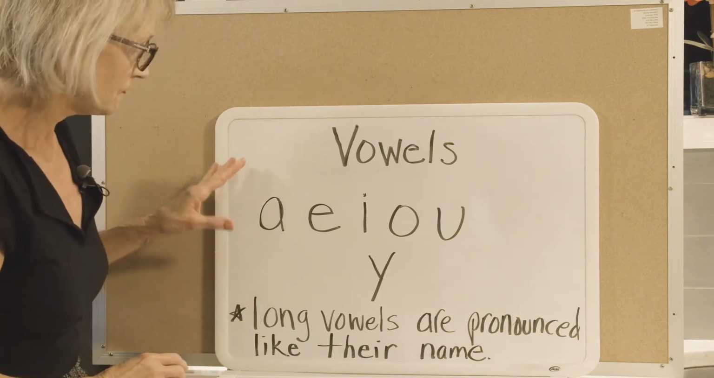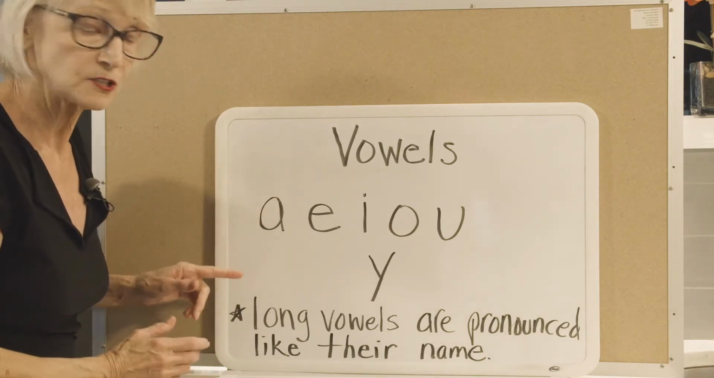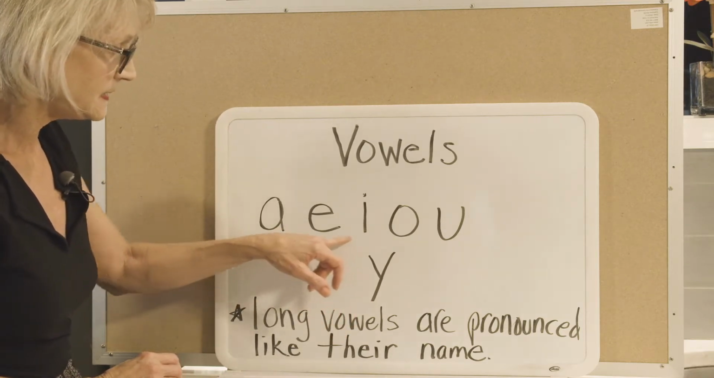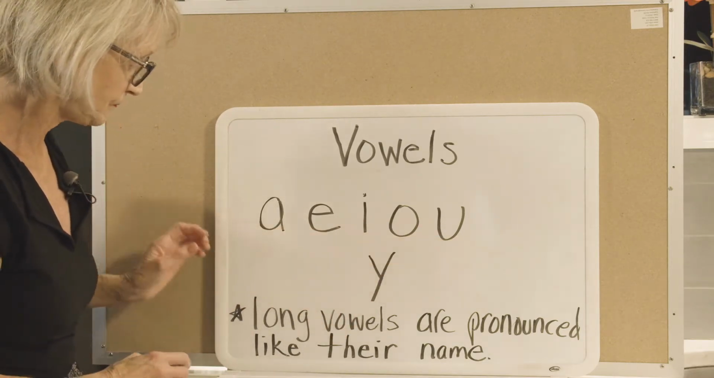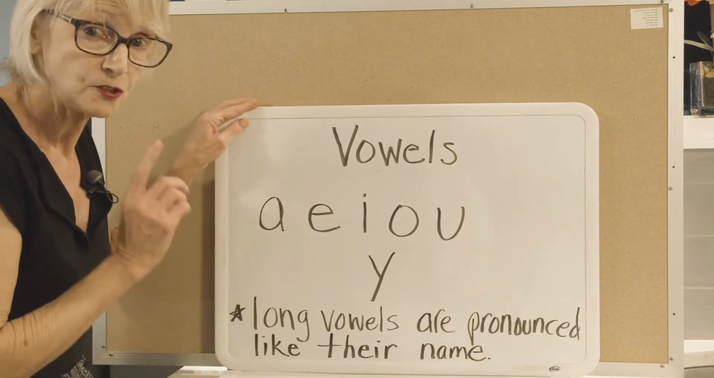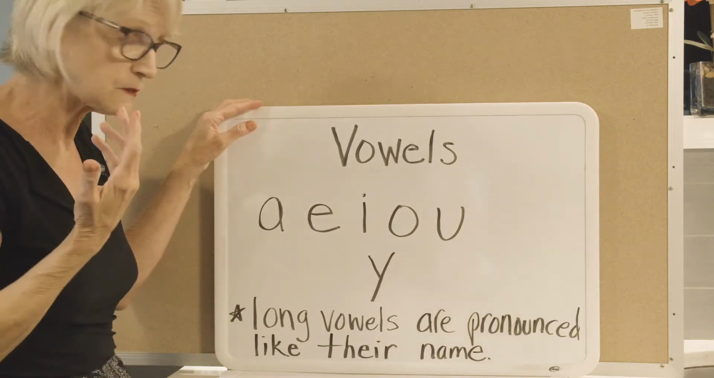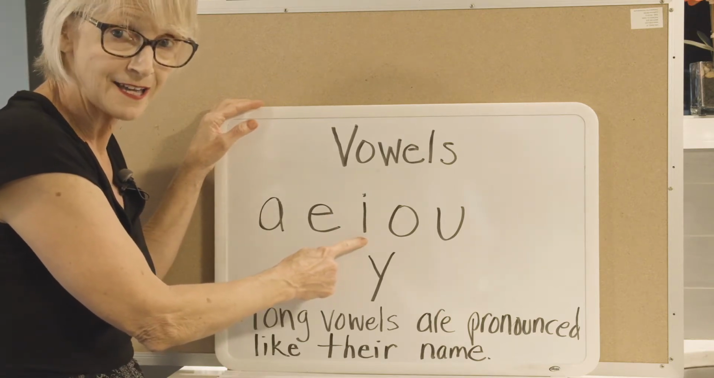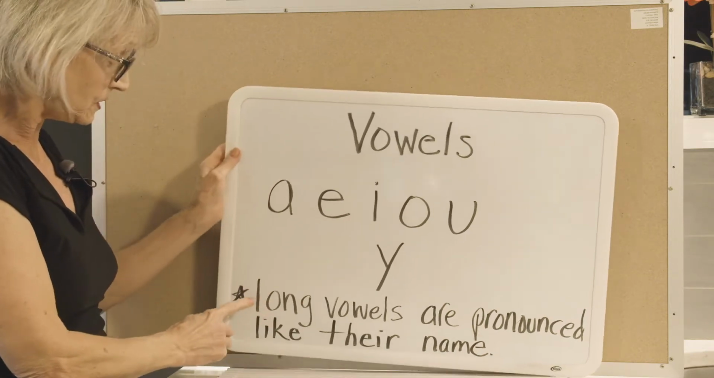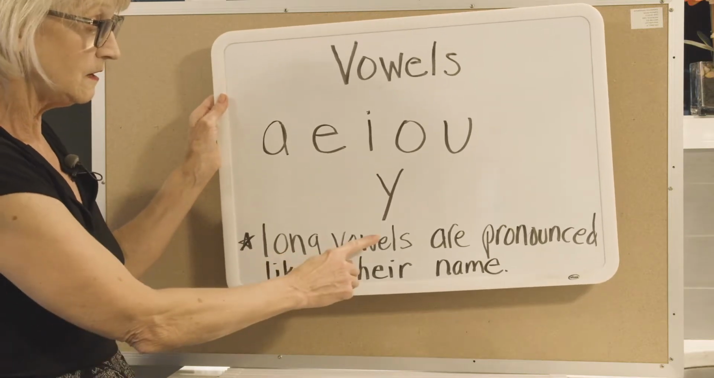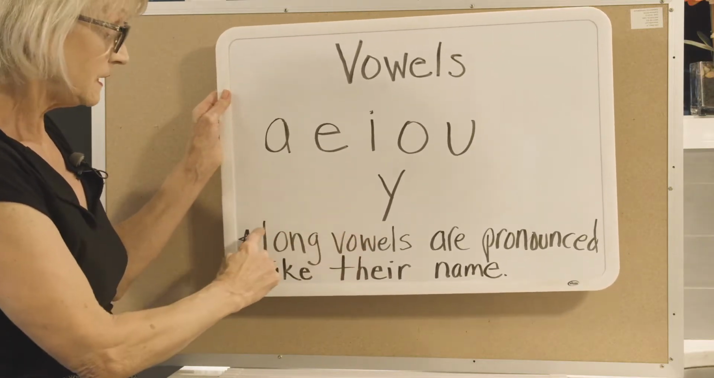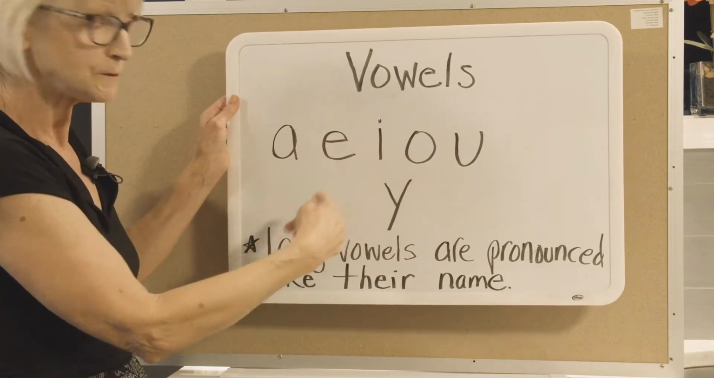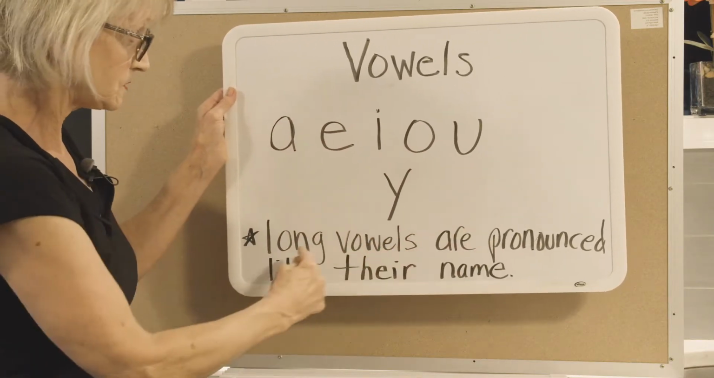As you know, there are 5 vowels in the English language, and we use Y. A, E, I, O, and U. Today, your dictation is going to focus more on the vowel sound I, and that is going to be called a long vowel. And a long vowel says its own name. So long vowels are pronounced like their name.